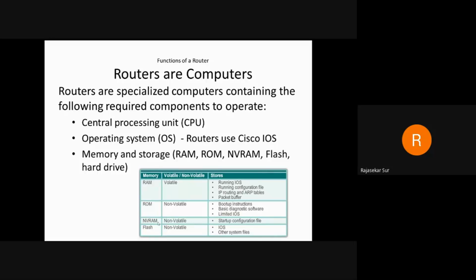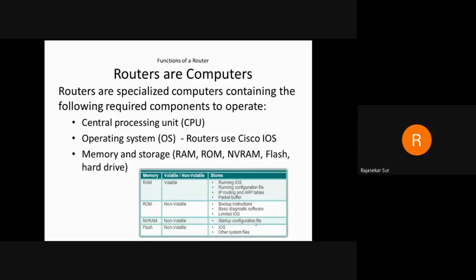If you take NVRAM, the configuration file. If you take flash, IOS and other system files. So every memory is going to hold something different. If you cannot understand now, because what is a configuration file, you cannot understand because you are a beginner. You are starting today only, so you cannot understand all these things. At the end of this course or this lecture, you may understand all this list.